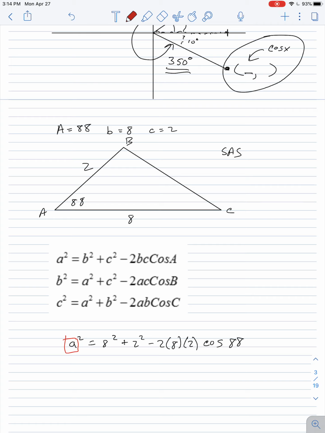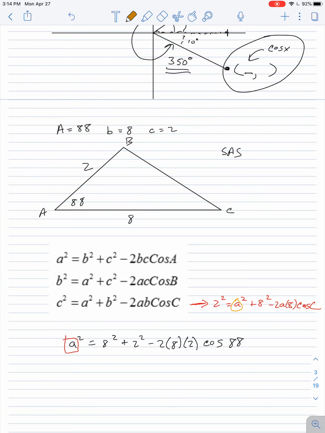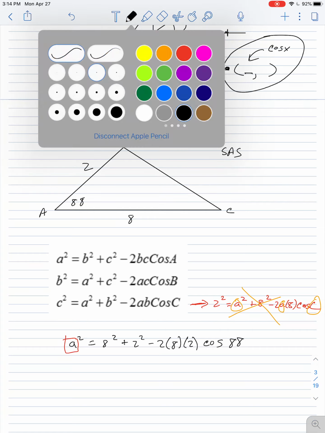Okay? And so, for example, say you had picked this one right here. This is what it would look like. C squared is 2 squared. A squared, I don't know. B squared is 8 squared minus 2ab cosine of C. Well, look what happened here. I've got an unknown A here, and a C. That's not going to work. I've got too many unknowns. So that's how I know that's not the formula to use. That's what it would look like.